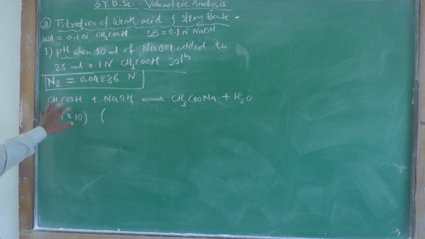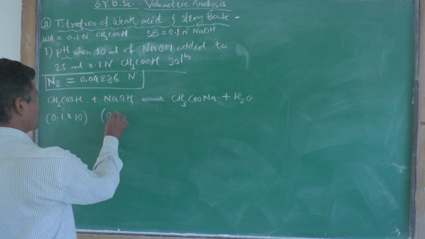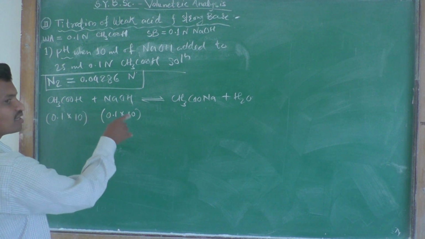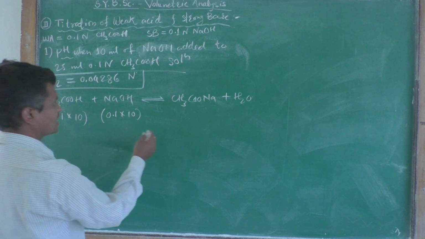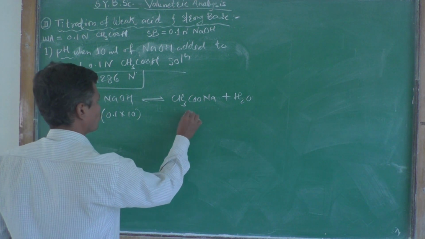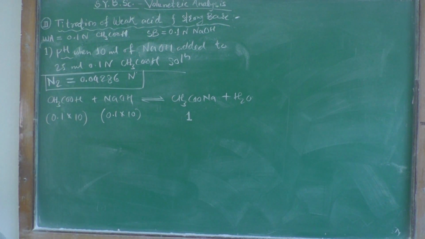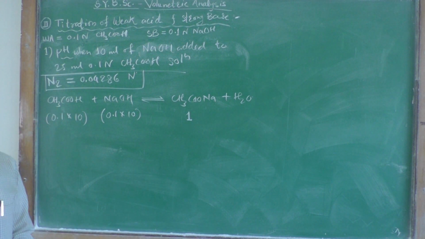So 10 ml is reacting, and the concentration is 0.1. So 0.1 into 10 plus again 0.1 into 10. The volume of both the reactants is 10 ml, they are reacting, and 0.1 into 10 is 1. So 1 millimole of the sodium acetate is going to form.